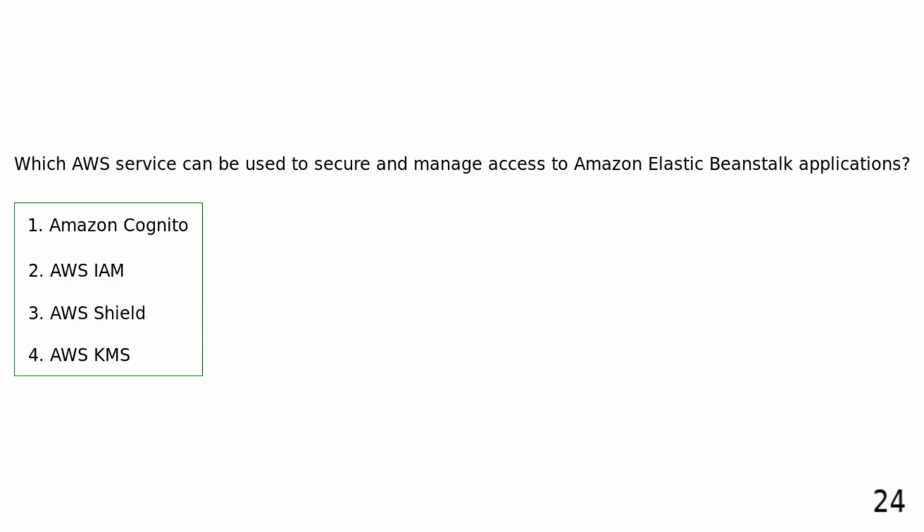Which AWS service can be used to secure and manage access to Amazon Elastic Beanstalk applications? Amazon Cognito. AWS IAM. AWS Shield. AWS Key Management Service. AWS IAM is used to manage access and permissions for Elastic Beanstalk applications.